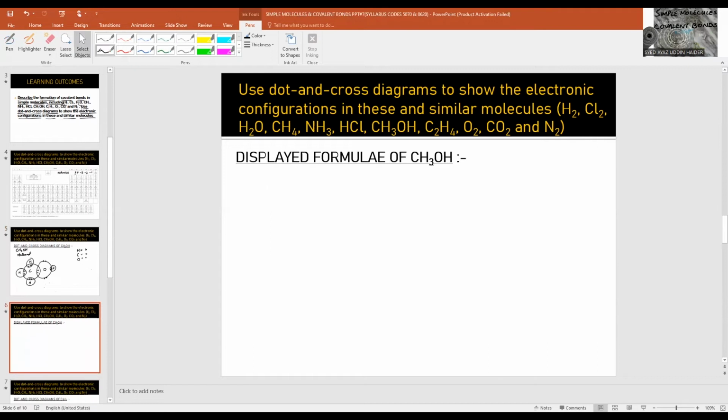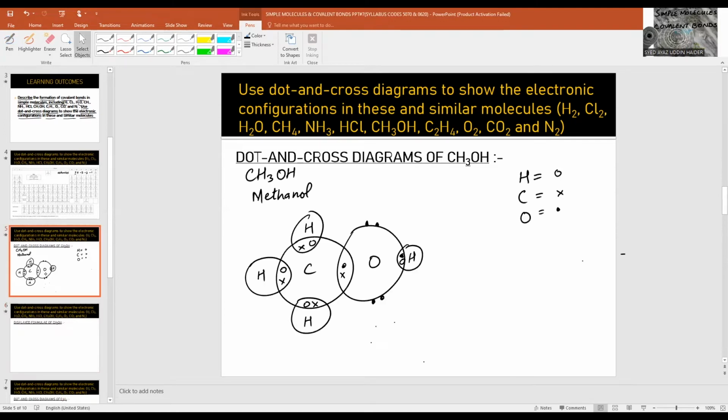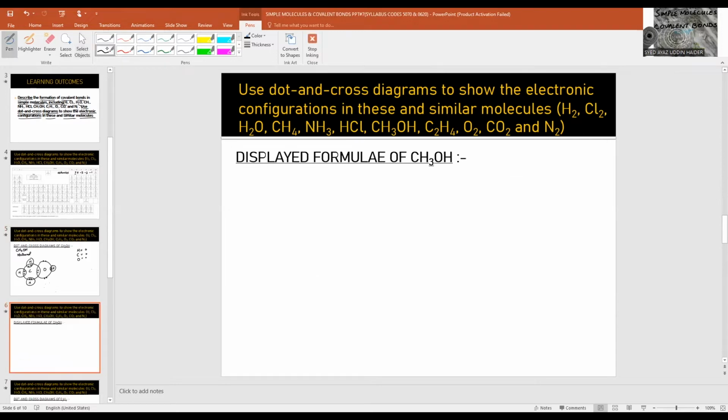Now let's draw the displayed formula for methanol. If you look at the dot and cross diagram carefully, then you will find that only one pair of electrons is shared between two atoms. Therefore, there will be only single covalent bonds in this whole molecule. I'm writing the molecular formula again, CH3OH. We have C with three hydrogens, one, two, three. It's attached to oxygen, and oxygen is attached to hydrogen. Now I'm showing the one pair of electrons with a single dash. You see, we have only single covalent bonds between each atom. So this is an example of a molecule having only single covalent bonds.